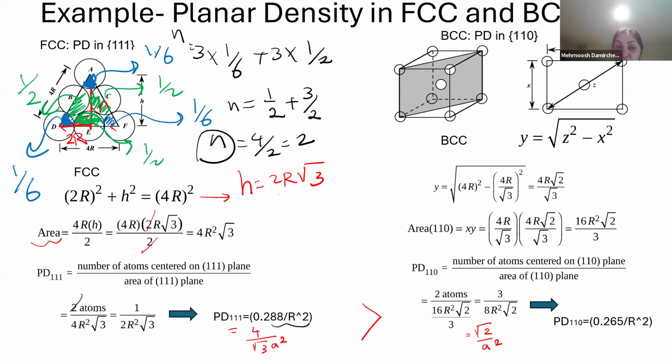If instead of R we substitute A, if you remember from FCC, in FCC root 2A was 4R, right? Or R is root 2A divided by 4. If you substitute here, instead of R as a function of A, we reach 4 divided by root 3 A squared.